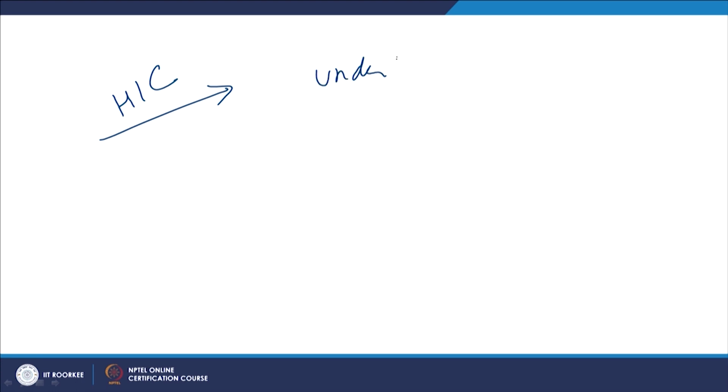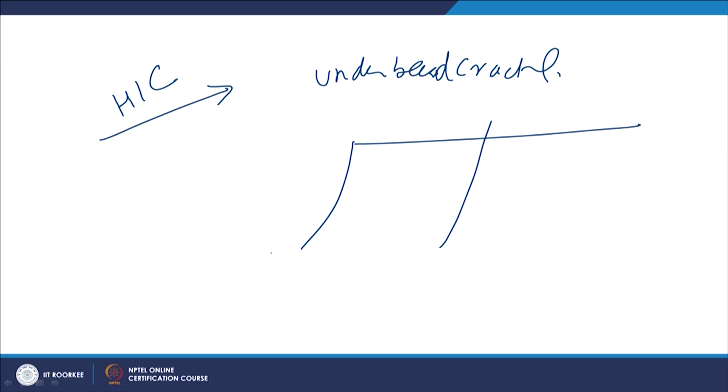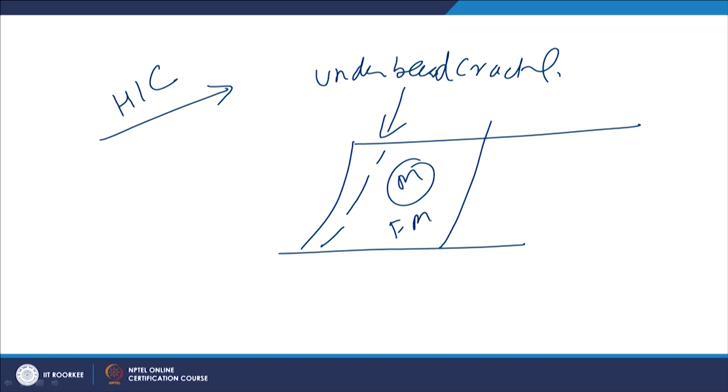Then the most common form in which hydrogen induced cracking is observed is under bead cracking. Under bead cracking is mostly observed next to the fusion boundary in the base metal. So, the cracking which occurs next to the fusion boundary in the heat affected zone is mostly considered as under bead cracking triggered by hydrogen induced cracking, and this is promoted by the martensite transformation, or the ferrite and the martensite transformation.